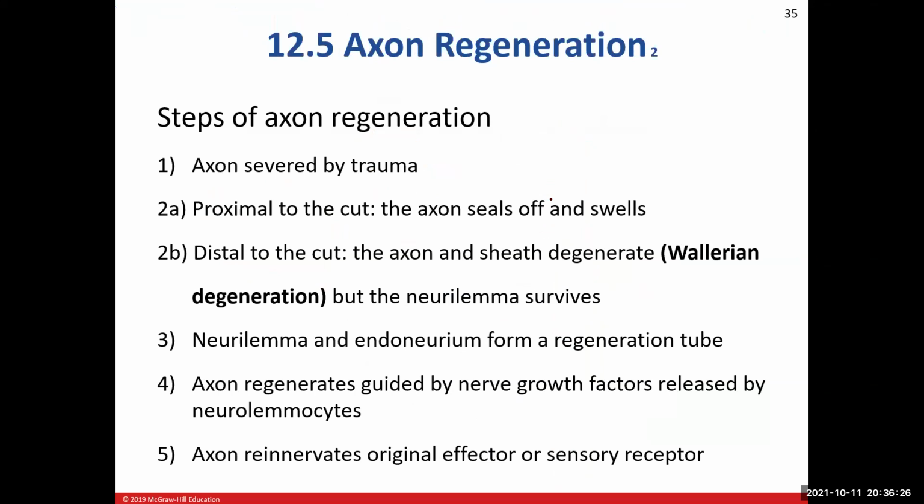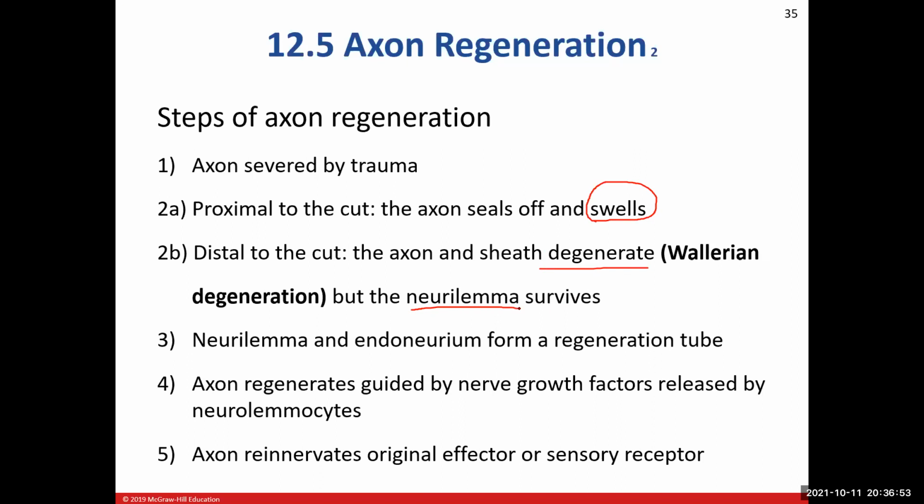Makes sense. It's like if a ship is taking on water, you've got to seal off the holds there, right? It will seal itself off, and then that end will swell up. Almost it'll look like a synaptic knob kind of swelling. Now, distal to the cut, everything starts to degenerate. Okay, we call that Wallerian degeneration. All right, but that neurolemma survives, and that's going to be the important aspect.